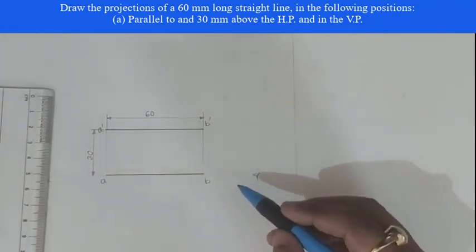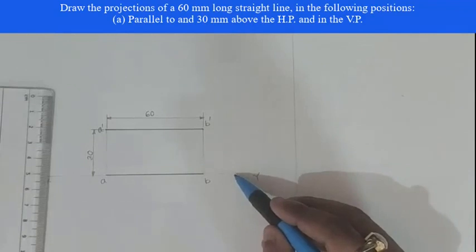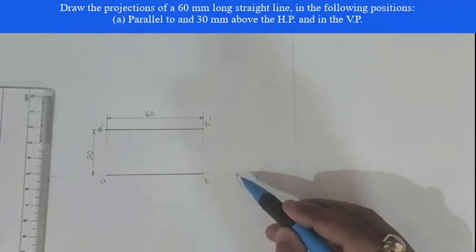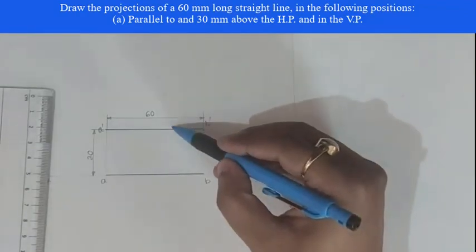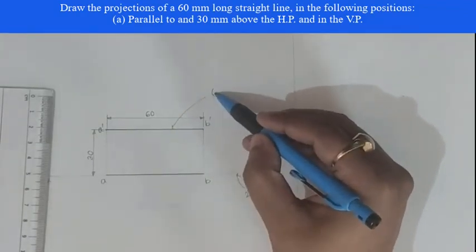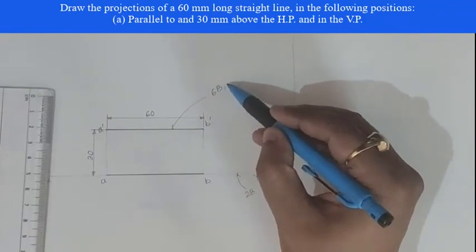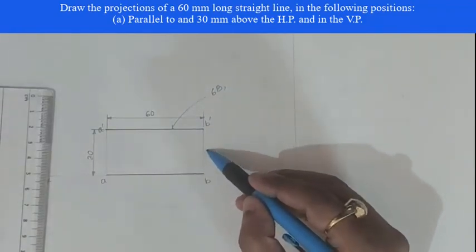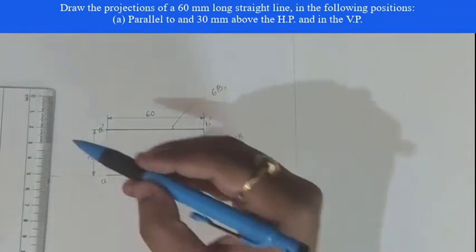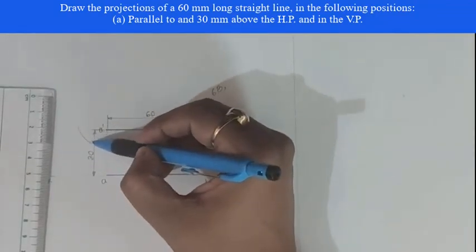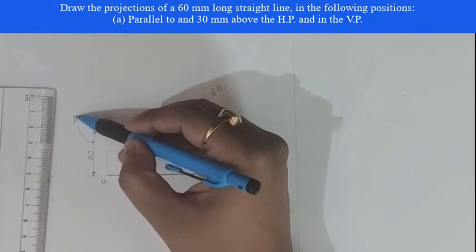Whenever you draw these lines, this line should be drawn using a 2B pencil. This is to be drawn using a 6B pencil, and for all the projection lines use a 2H pencil. For drawing the dimension lines and all, use a 4H pencil.